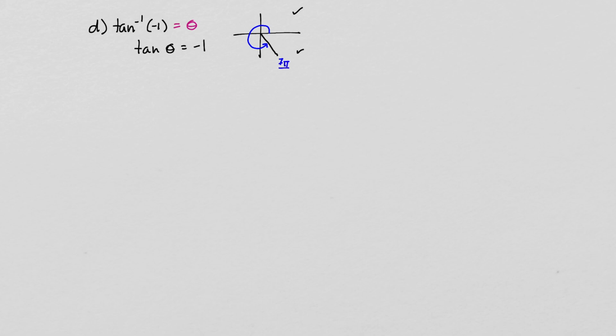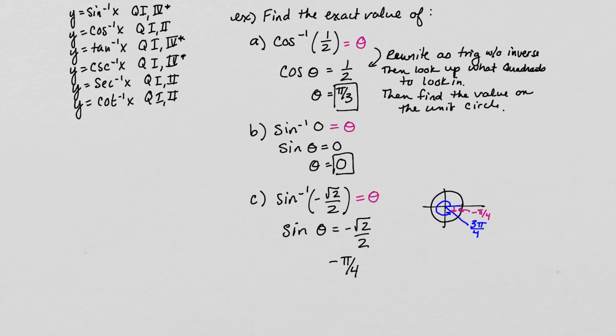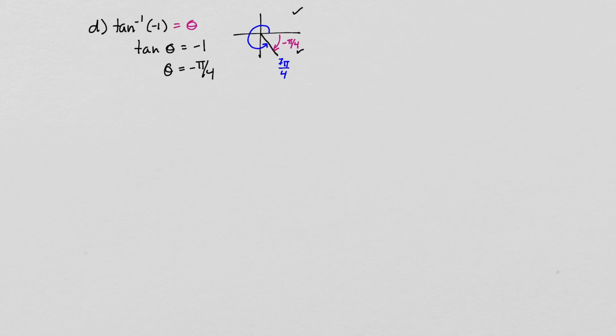At 7 pi over 4. And so we want to go down this way, and so that's going to happen. We're going minus pi over 4. So this is another one that's minus pi over 4. And again, if I go back here, I wrote the wrong thing. This should have been 7 pi over 4, not 3 pi over 4. Sorry about that.